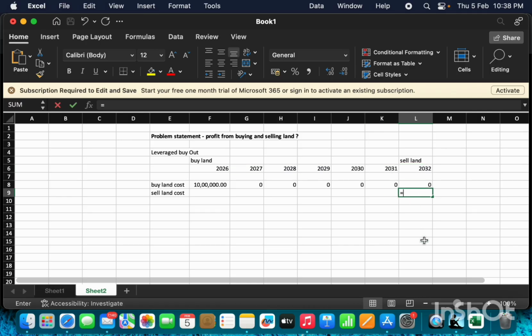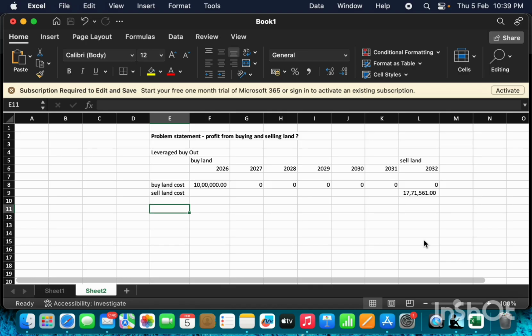So what I'm going to do is simply take this 10 lakh and multiply it with 1 plus 10%, my appreciation rate, to the power 6. The caret and 6 are on the same key of the keyboard. So my land cost is approximately 17,71,561. Now this is my buy land cost and this is my sell land cost.